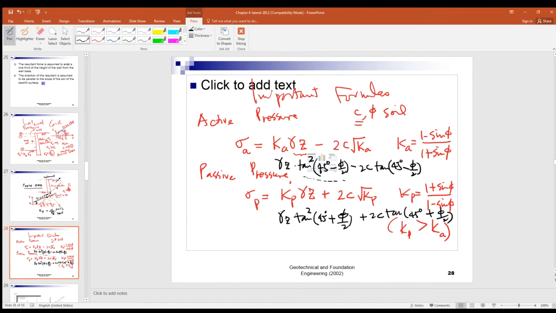So can you take a photo of this PowerPoint? Because I think it should also be a supplement to your lecture notes. I like to record the formula in terms of Ka and Kp, where Ka is equal to 1 minus sine phi over 1 plus sine phi, and so on. So any questions for this formula?